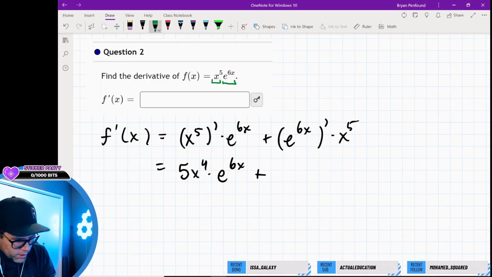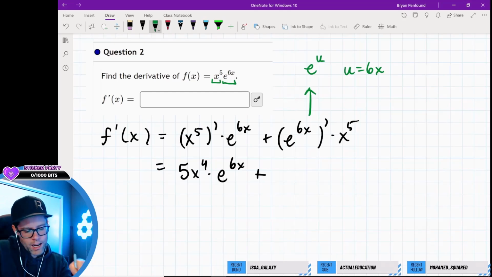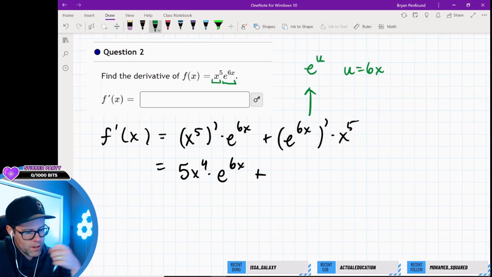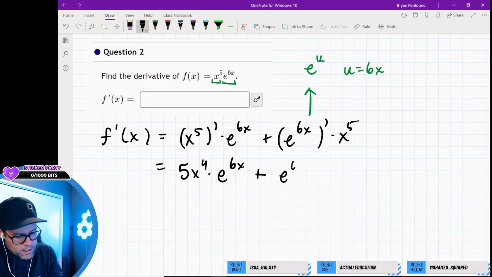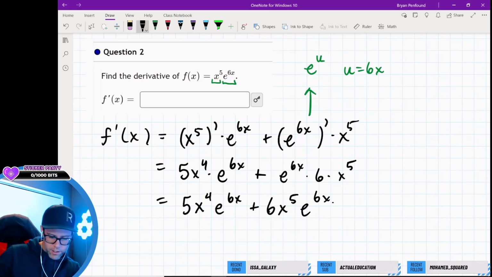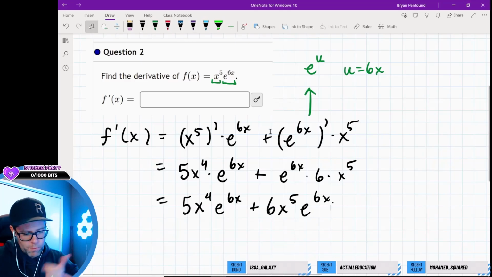Now, for this particular derivative, we can think about this as e to the u, where u is equal to 6x. So by the chain rule, we're going to get e to the u times the derivative of u, which is 6. So in this particular case, we're going to get e to the 6x times the derivative of u, which is 6. So we end up getting something that looks like, how do we write this? Maybe like 6x to the 5 e to the 6x, maybe something like that. We could factor this if we wanted to, if it was helpful. But in this case, we're just trying to find the derivative, so I think this is probably fine.